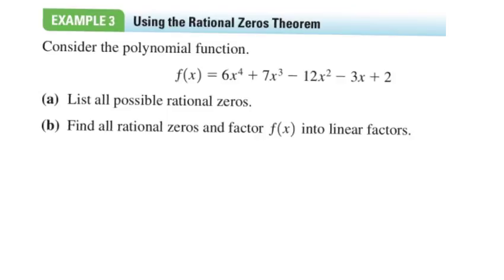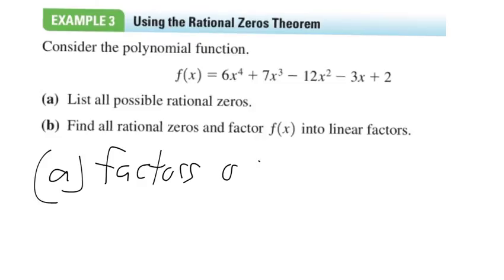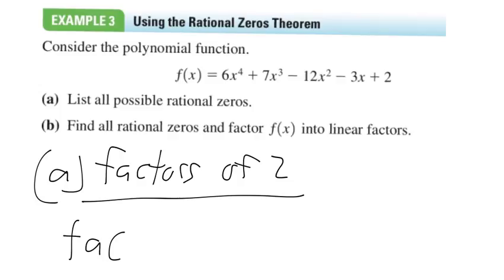So using this example, consider this polynomial: 6x to the 4th plus 7x to the 3rd minus 12x squared minus 3x plus 2. First part says list all possible rational zeros. For part A, we take all the possible factors of our constant, which is 2, divided by all the factors of our leading coefficient, which is 6.